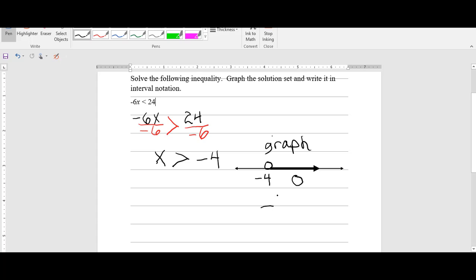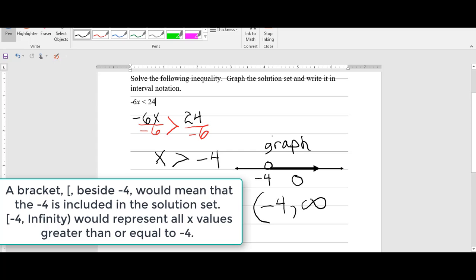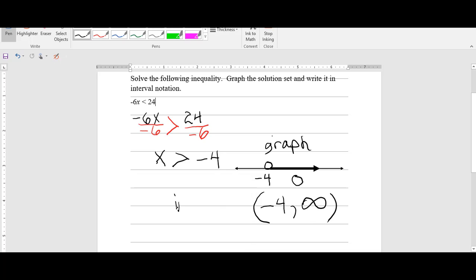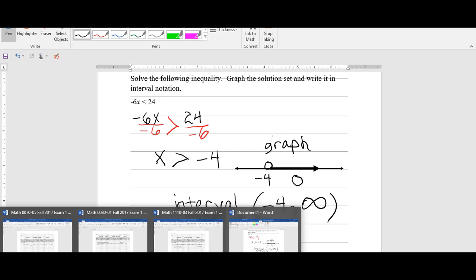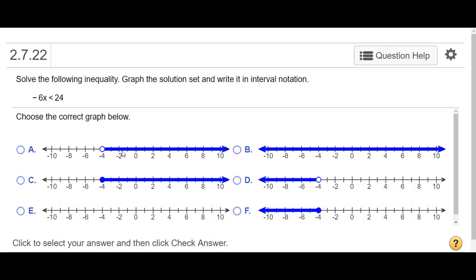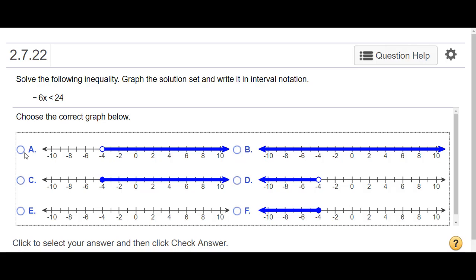Now I want to write the solution set in interval notation. So in interval notation, a parenthesis beside the negative 4 shows the negative 4 is not included. The positive infinity symbol will always be on the right of an interval, and shows an indefinite movement to the right. And notice whenever I use a negative infinity, that'll always be on the left side of an interval. And that means indefinite movement to the left.